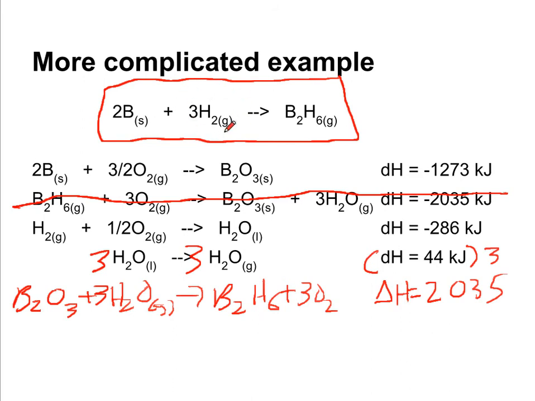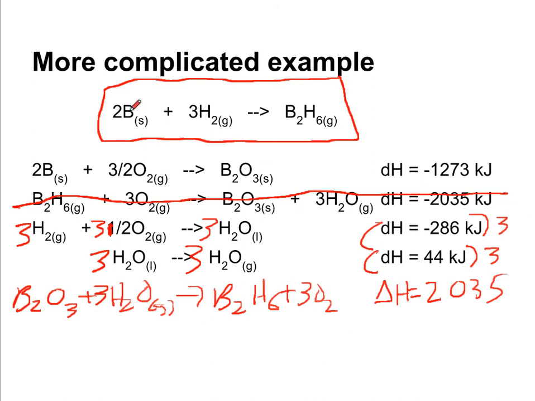A hint as to what coefficient we need to multiply it by: if you look at our target reaction, you see a 3 in front of H2. Well, on the reactant side, there's only 1 H2, so we're going to have to put a 3 here anyway. So let's multiply this entire thing by 3. And that means we'll multiply the delta H value by 3 as well.